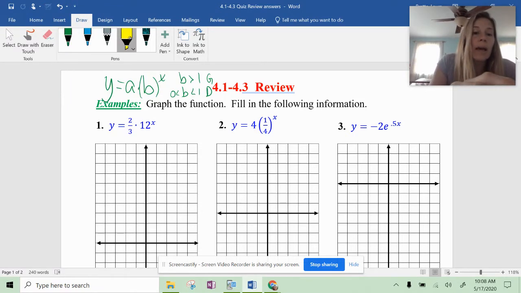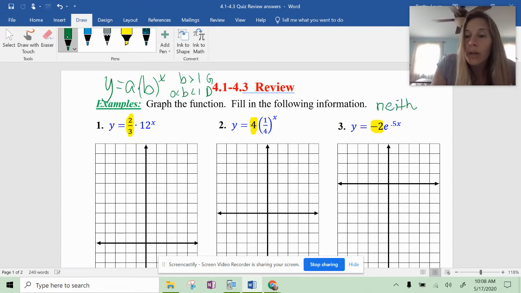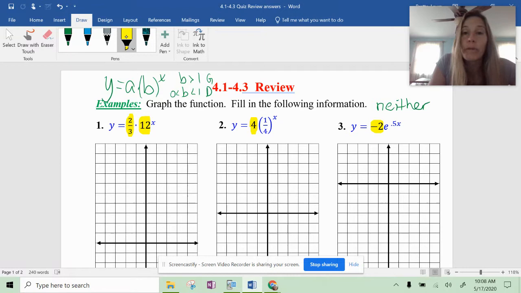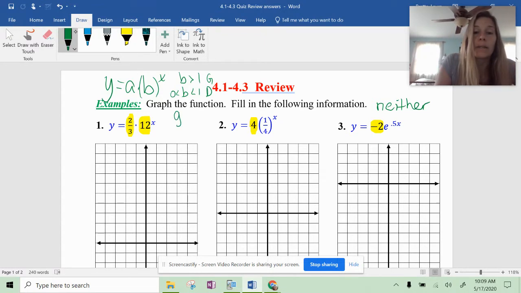So if we look at this one here, the a value is positive. In number 2, the a value is positive. Number 3, the a value is negative. So this would just be a neither function, okay? Now for these two, obviously in number 1, the b is a growth factor because it is greater than 1. So we would know that number 1 is an example of exponential growth.